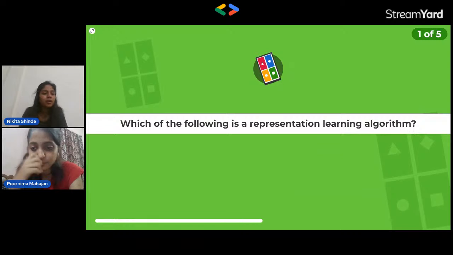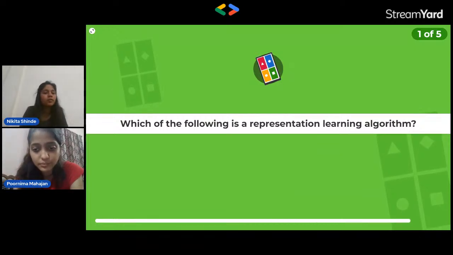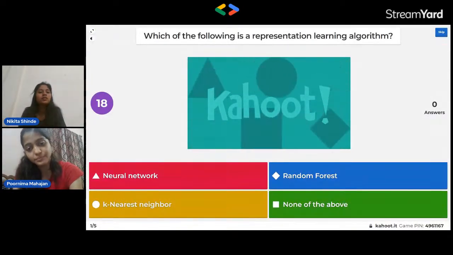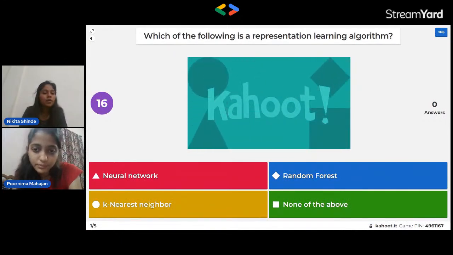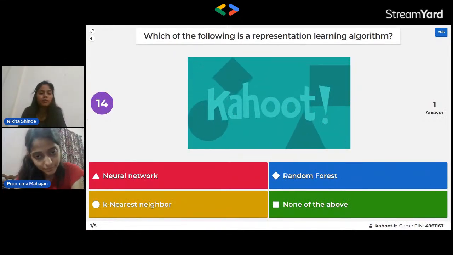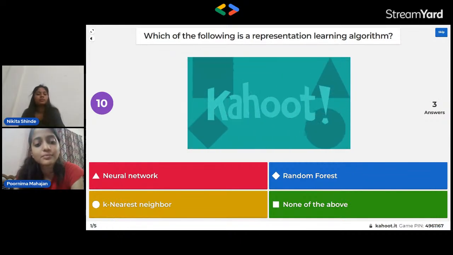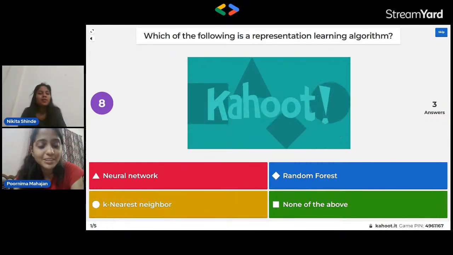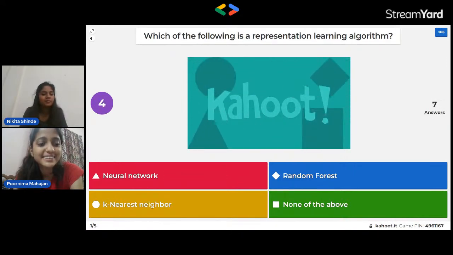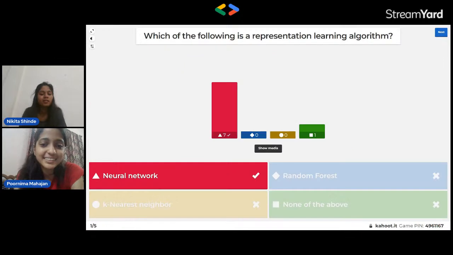So we're starting with our quiz. First question is, which of the following is a representation learning algorithm? First, neural network. Second, random forest. Third, k nearest neighbor. And fourth, none of the above. Come on, be fast, guys. We're waiting for your answers. It's easy. Yes, the answer is neural network.